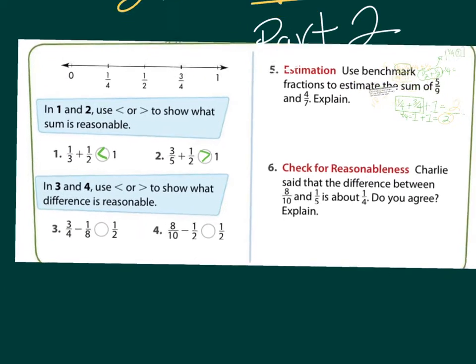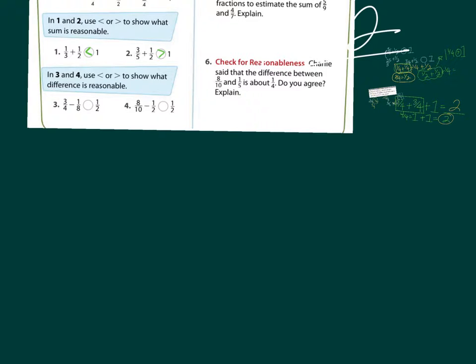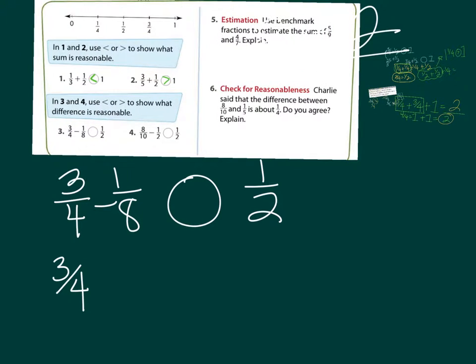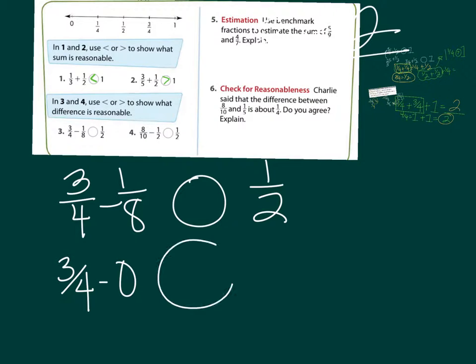Now let's try this next one. Now we're doing some differences. We have 3/4 minus 1/8 compared to 1/2. Okay, let's look at 3/4. Well, 3/4 is 3/4. And 1/8, I want you to think of your benchmark fractions. So you have 0, 1/4, 1/2. It's closer to what? Remember, unit fractions will be closer to 0. So that would be like minus 0. So then, of course, this means nothing. I have nothing to subtract. I have 3/4 and 1/2. Well, which is greater? 3/4. So here my sign would go that way.